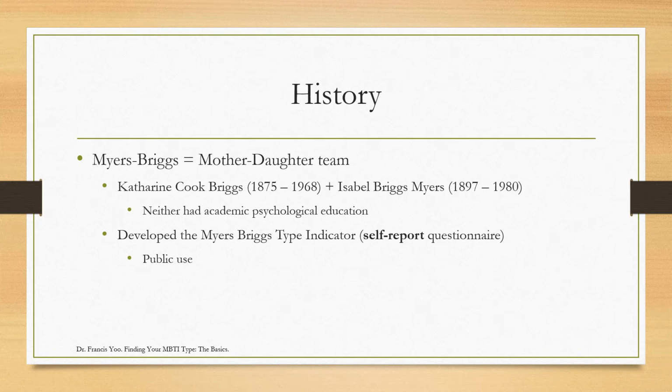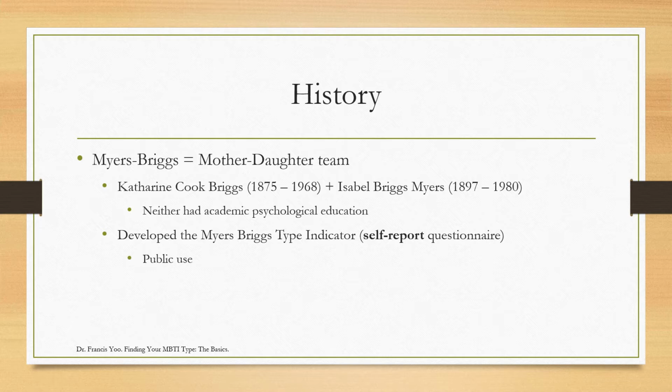The next part of the history that's important is that Myers and Briggs, the M and the B in MBTI, were a mother-daughter team, right? Katharine Cook Briggs and Isabel Briggs Myers, and neither of them had academic psychological education, but they spent a lot of effort and of their energies into studying Dr. Jung's work, and eventually they developed the Myers-Briggs Type Indicator, MBTI.